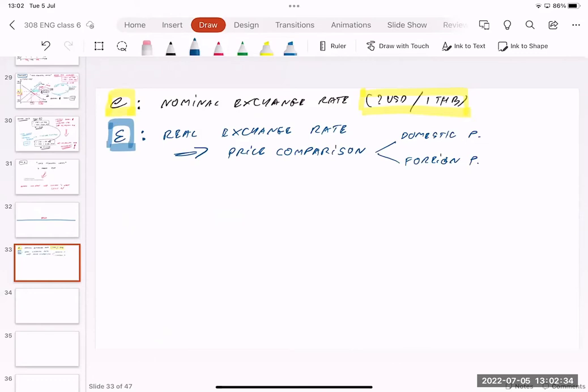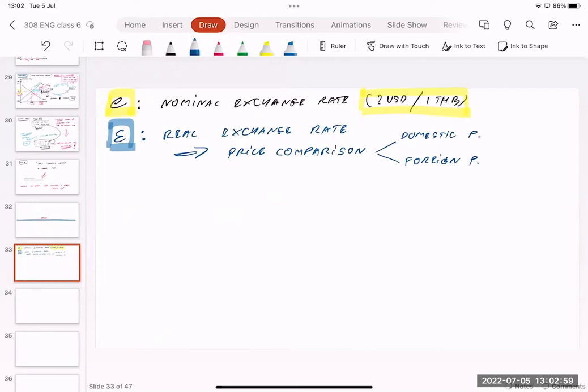We just want to know, when we focus on some product, whether that product in our country compared to the same product in the other country, which one is cheaper and which one is more expensive. So it's just about price comparison for the real exchange rate.